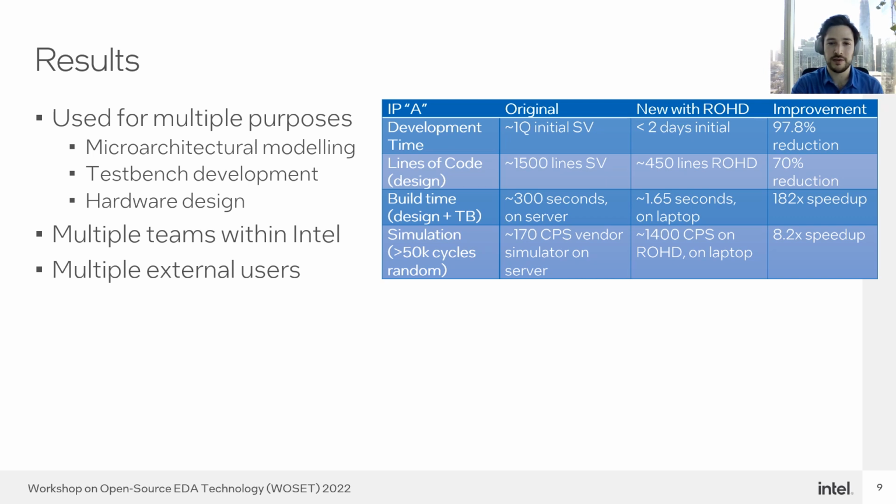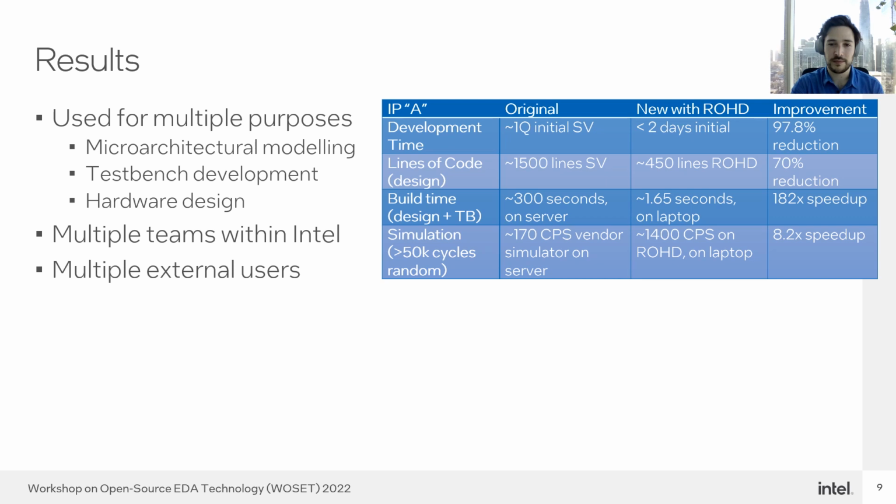The design had a dramatic reduction in the number of lines required, enabled by layering application-specific abstractions, only requiring about 30% as many lines of code as the original design. The build time for the re-implementation was over 180 times faster. And that includes the design, the test bench, and for ROHD, all of the SystemVerilog code generation as well.